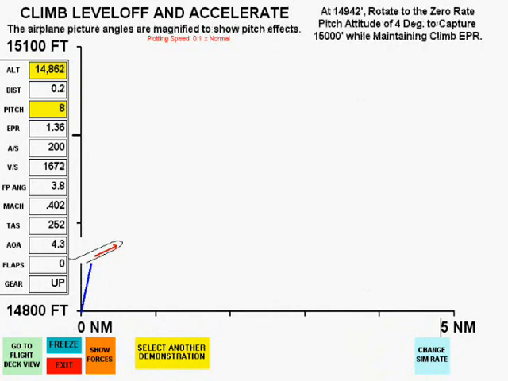We are initially climbing at 200 knots with a pitch attitude of 8 degrees and an EPR setting of 1.36. The plotting speed has been reduced in order to show the details of the altitude capture.